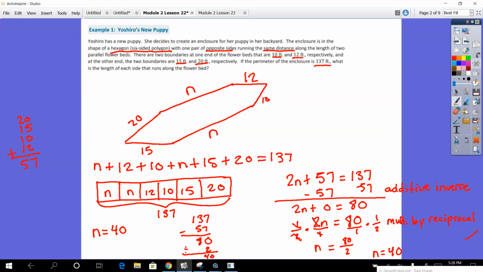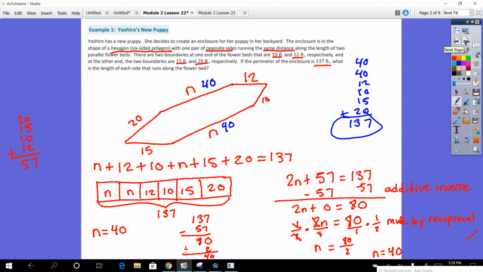Does your solution make sense in the context and why? So I would go back and plug in and make sure that that would make sense. If this is 40 and this is 40, does the whole thing equal the 137 that we said? So 40 plus 40, 12 plus 10, 15 plus 20, 5, 6, 7, 2, 3, 4, 5, 6, 7, 8, 9, 10, 11, 12, 13. So yes, it does make sense.